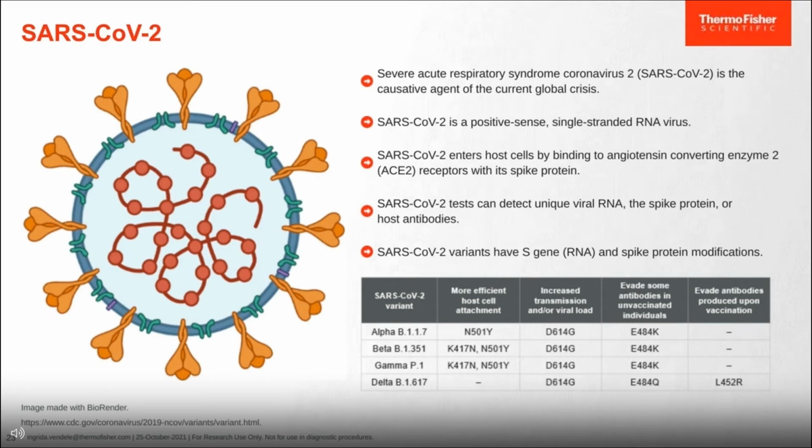As SARS-CoV-2 infections continue to spread, novel variants have evolved. These variants of interest have small RNA changes in the S gene, resulting in amino acid changes in the spike protein. These changes may either help the viral variants exhibit better host cell attachment, increase transmission or viral load, or improve the ability of the virus to evade the host antibodies.